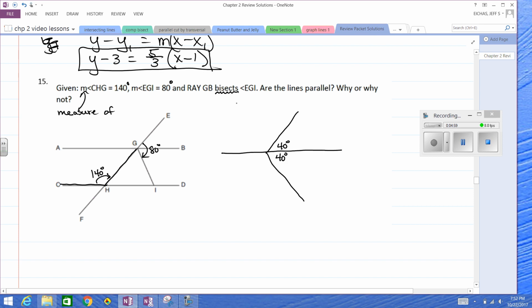It is only because it says specifically bisect, which is 2 equal parts. Okay, so from here to here is 40, so it's from here to here. All right, are the lines parallel?